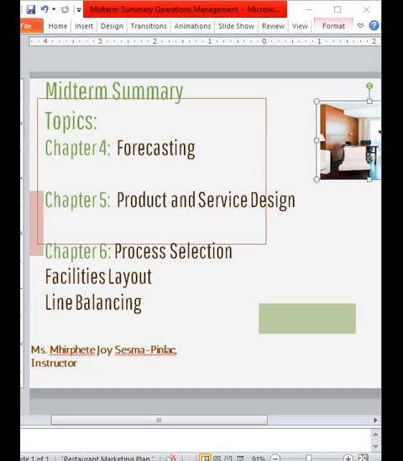Cycle time is the maximum time allowed at each workstation to complete its set of tasks on a unit.